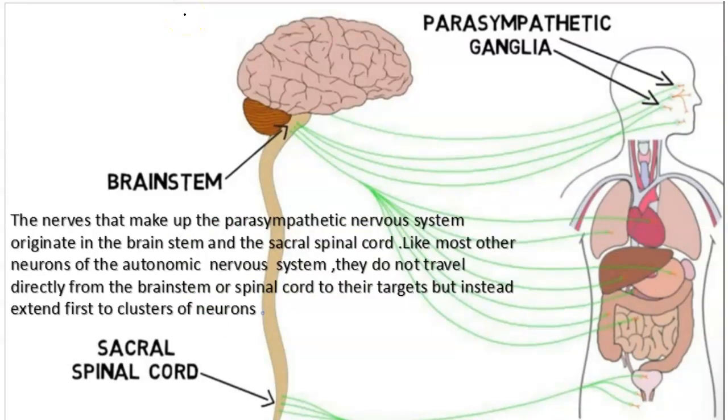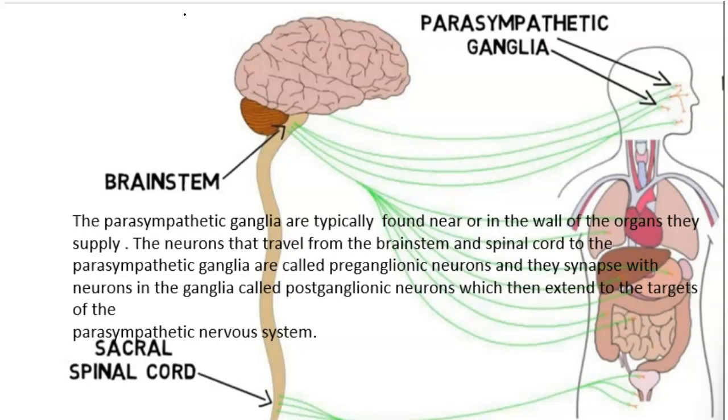Brainstem. The nerves that make up the parasympathetic nervous system originate in the brainstem and the sacral spinal cord. Like most other neurons of the autonomic nervous system, they do not travel directly from the brainstem or spinal cord to their targets, but instead extend first to clusters of parasympathetic ganglia, which are typically found near or in the wall of the organs.